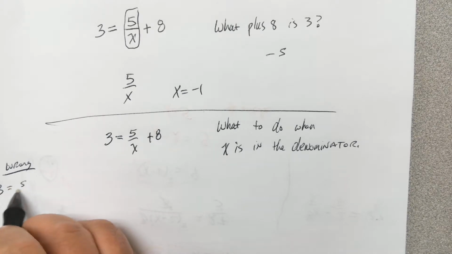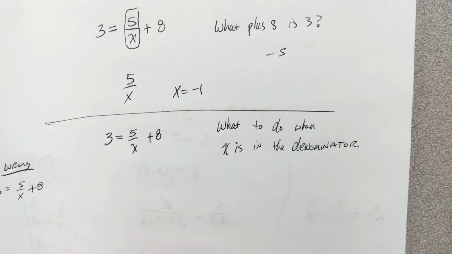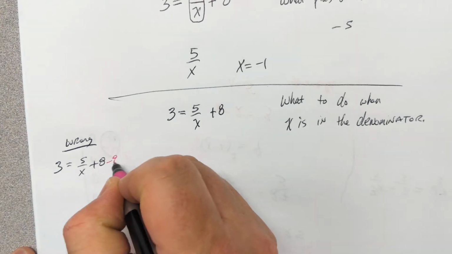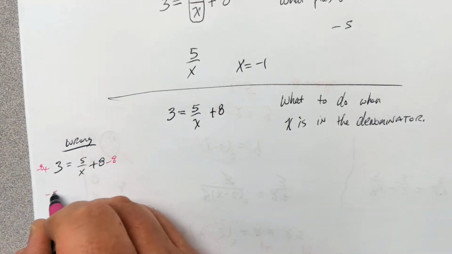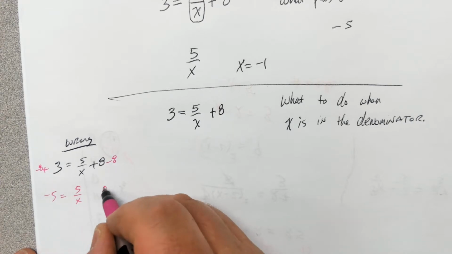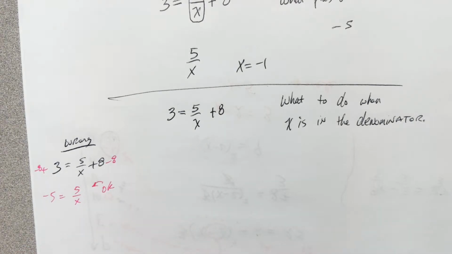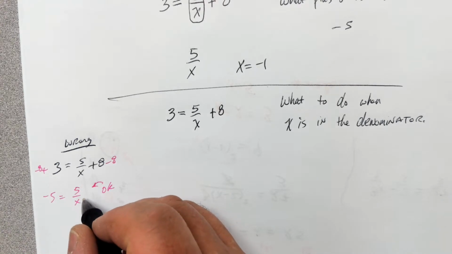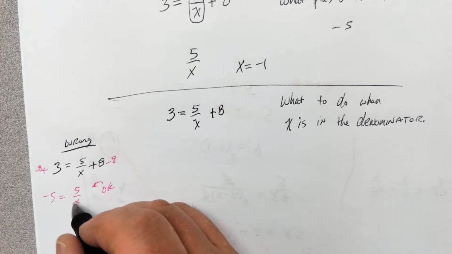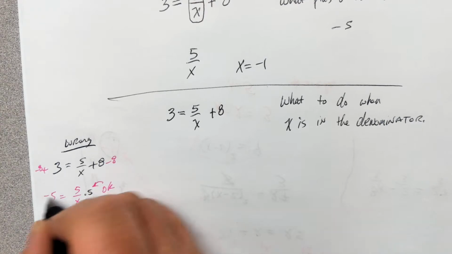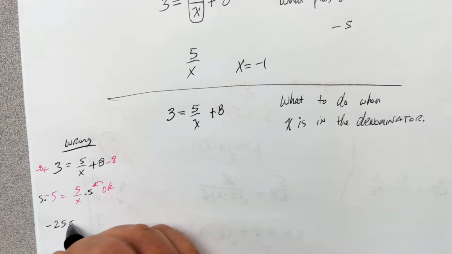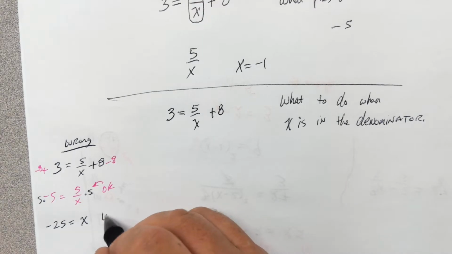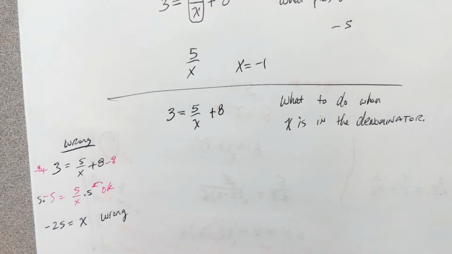So let's see here. The first step I'm going to do is right. Subtracting 8. That gives you -5 equals 5 over x. That's okay so far. The next thing I'm going to do is wrong, but this is what people do all the time. They say, oh, the 5 is there, I have to divide by 5, or they say I have to multiply by 5 because it's the opposite of division. So they do this and get -25 equals x. And that's totally wrong, as wrong as wrong can be.